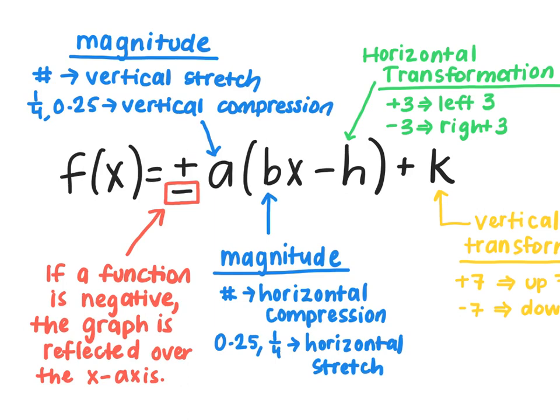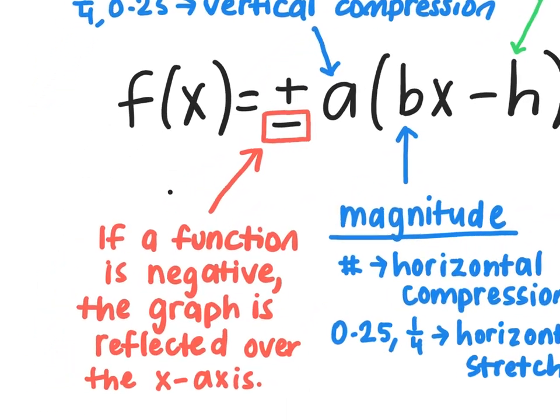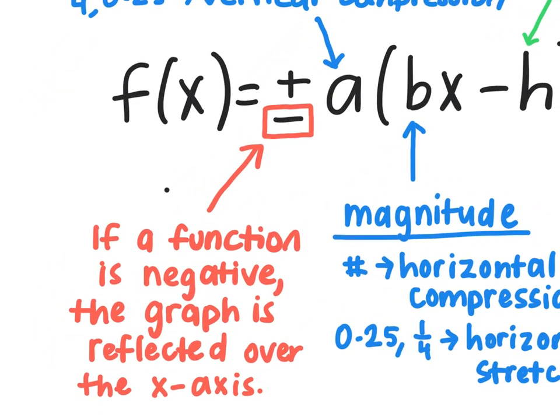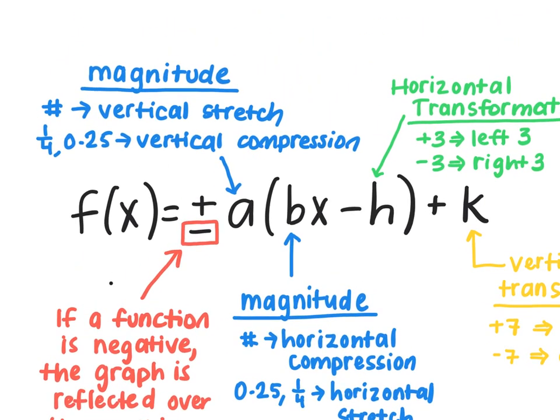So anytime I have a negative in front of my equation, what that means is that my function is going to reflect over the x-axis. I have a negative in front of my equation. The next thing I see is if I have a number outside of my group and it is a whole number, that means I have a vertical stretch. If it is a fraction or a decimal, I have a vertical compression.